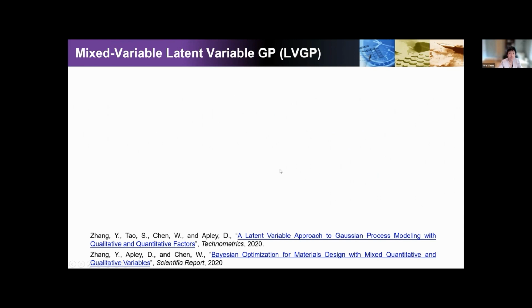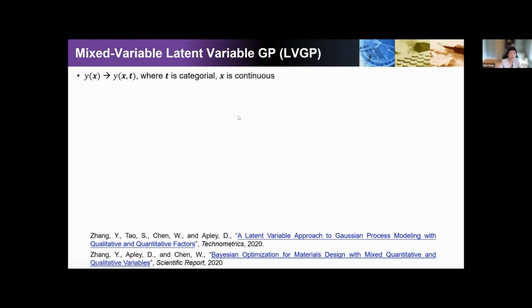But in material design problems, we have many situations where not only do we have continuous variables, but we have categorical variables like chemistry element, surface treatment method, and we call them T here. And X are the continuous variables. So how do we build a GP model to quantify the uncertainty?